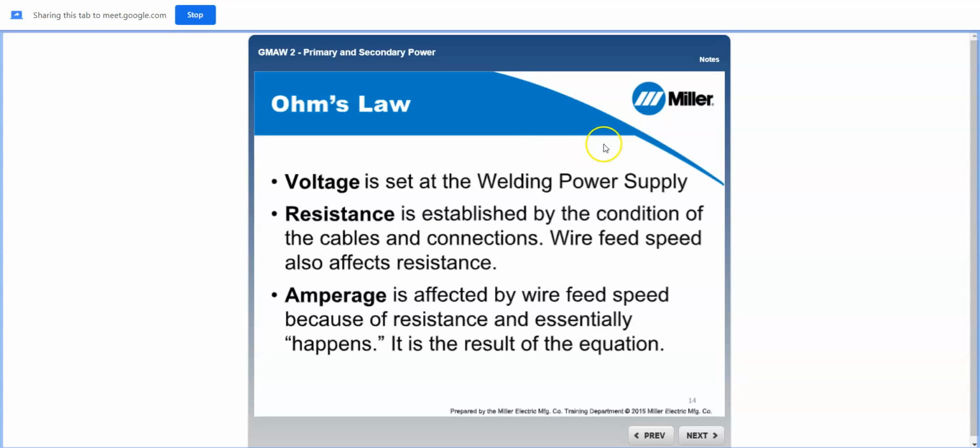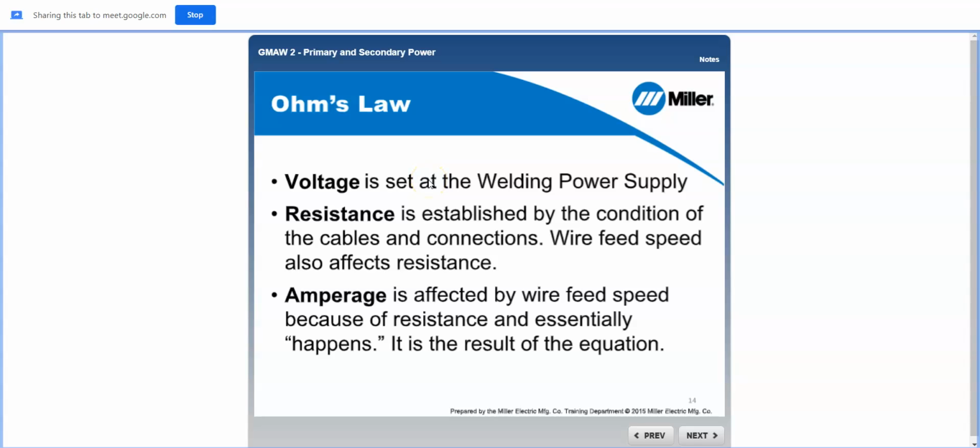So voltage is set at the welding power supply. Basically, we set our voltage on the machine. Resistance is established by the condition of the cables and connections. Wire feed speed also affects resistance. So our voltage is something we set our machine to, like if we're going to run at 28 volts.